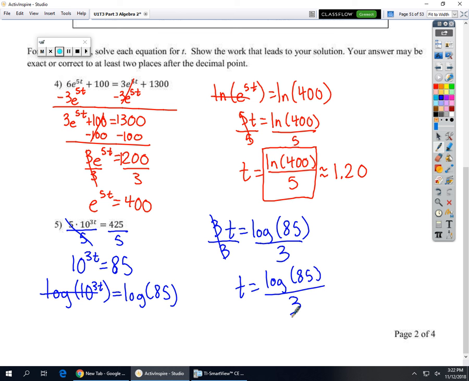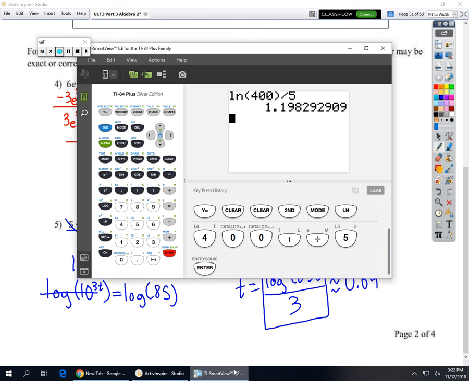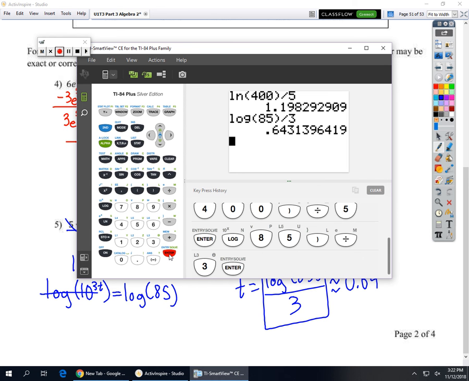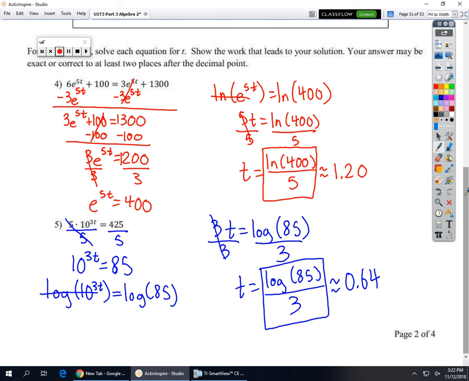You could totally leave your answer like this. This is considered the exact answer, or you could provide a decimal approximate. If you did, the decimal approximate would be 0.64. And then again, how would you do that? You just put log 85, close the parentheses, divided by 3. Yep, 0.643, which rounds down to 0.64. Right? So the solving part's not too bad.